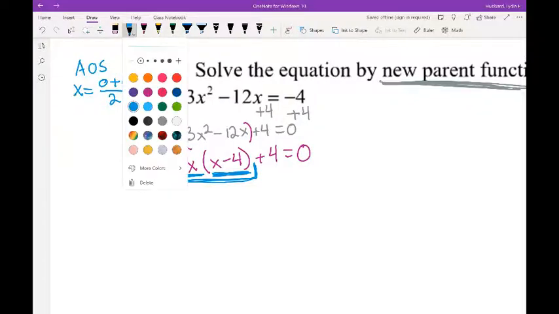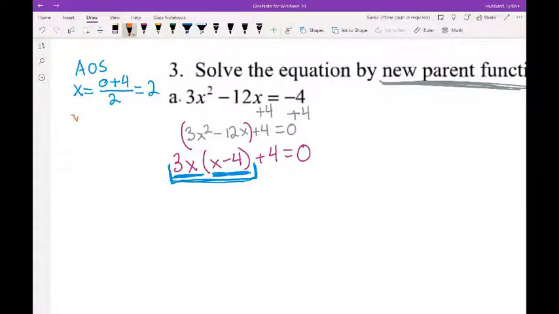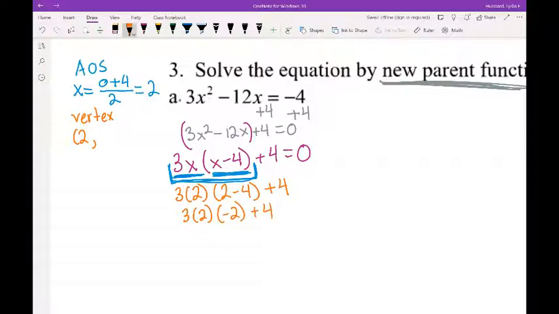Okay, we also need to remember that that is the x value of our vertex. So we just found the x value of our vertex, and now we want to find the y value. So to find the y value, we have to plug that x value back in. So we do 3 times 2 minus 4 plus 4. This time it's not going to be equal to 0 because we're actually solving it. But we're going to go ahead and simplify this. So 3 times 2 times -2 plus 4. 3 times 2 is 6, times a -2 is a -12, plus 4 is going to be a -8. So our vertex is 2, -8.